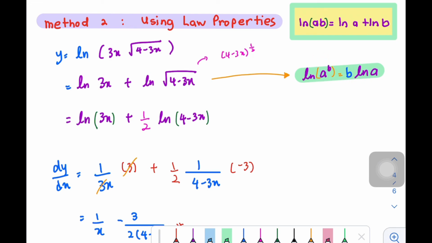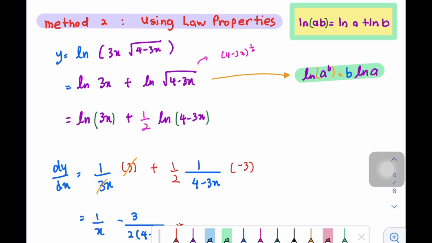So now let's see the question here. You have ln of 3x times the square root of (4 minus 3x). So let's open up using the properties. So you have ln A plus ln B. Okay, and again, this is (4 minus 3x) to the power of half. So we have seen this property before. If you have a power inside the ln, you can bring down the power. So let's bring down the power of half here. So now the question becomes ln 3x plus 1 over 2 ln (4 minus 3x). So now this is very easy to solve, very easy to find the derivative compared to what we had earlier.